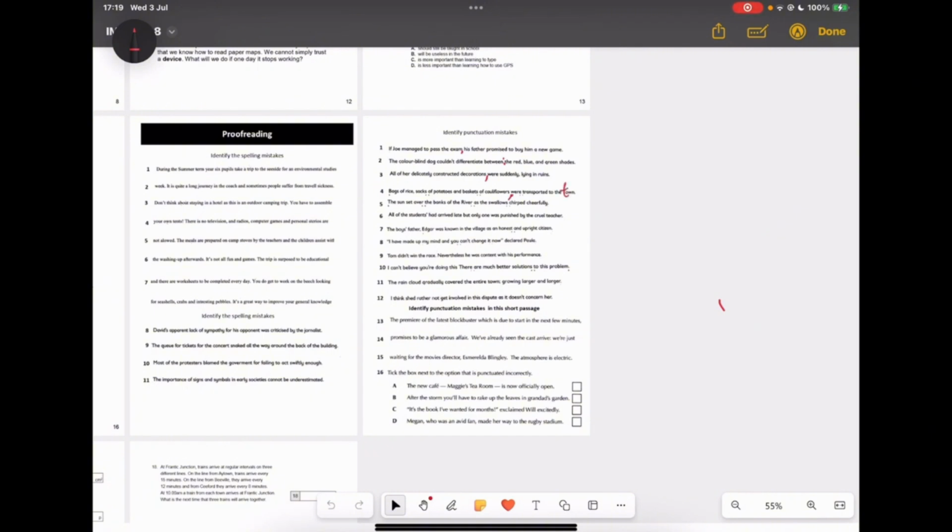So 5. The sunset over the banks of the river should be lowercase r. Yeah, the river. As the swallows chirped cheerfully. This one... Or in fact, for the last one, this has no punctuation errors. No, but that should be lowercase t, so none. River, this one also has none. And that should be lowercase r.